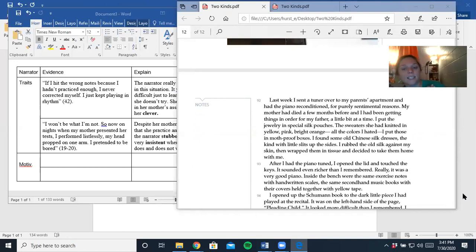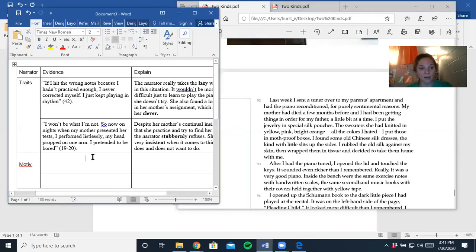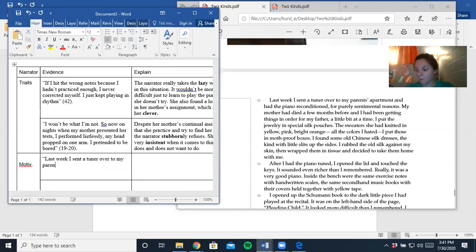So she says, "Last week I sent a tuner over to my parents' apartment and had the piano reconditioned for purely sentimental reasons. My mother had died a few months before, and I'd been getting things in order for my father a little bit at a time." So I'm going to put that as my evidence here. This is the part of the story that I'm going to explain. "Last week, I sent a tuner over to my parents' apartment and had the piano reconditioned for purely sentimental reasons."